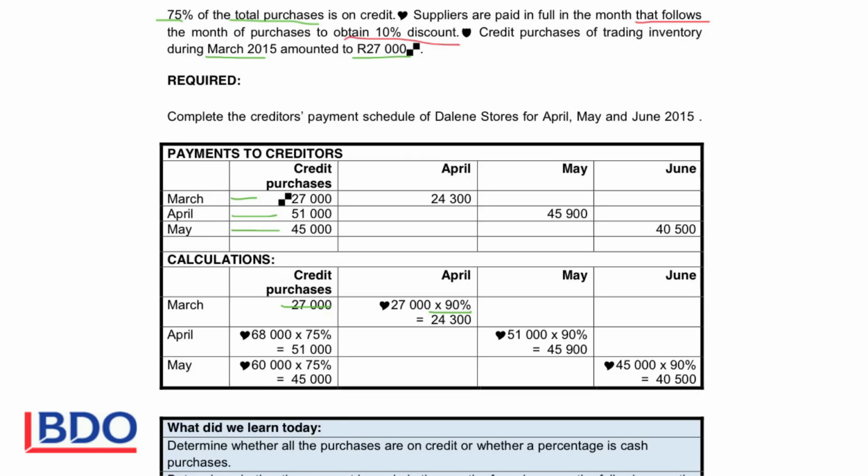In the month that you buy the goods, you will not pay anything. In the month following, you will pay 90%. So first of all, we determined what was the credit purchases, and that was 51,000. Then I take the 51,000 times 90%, and that will indicate that 45,900 will be paid during May.